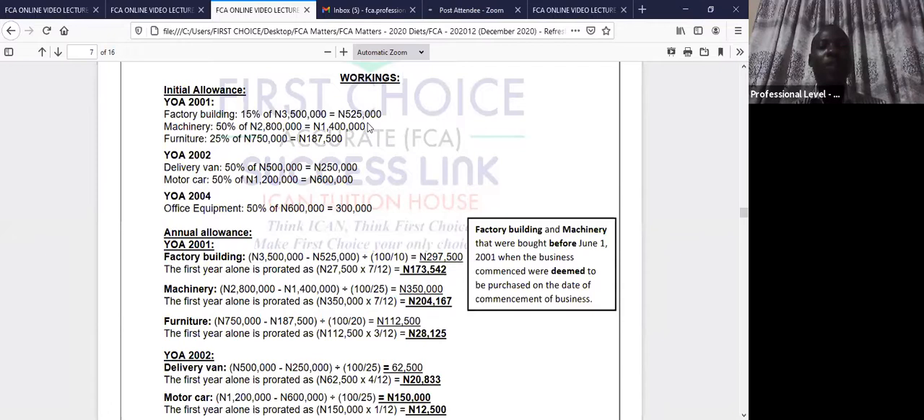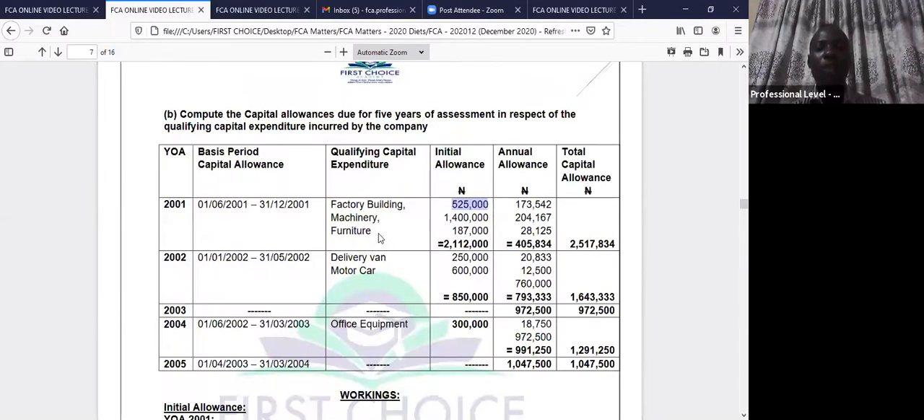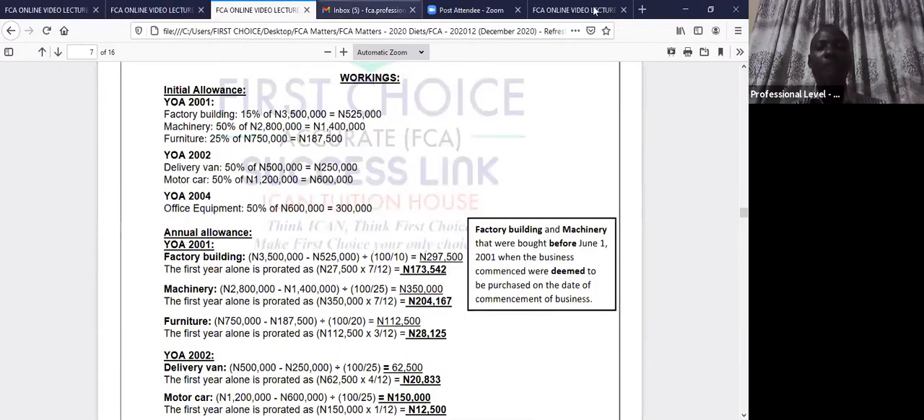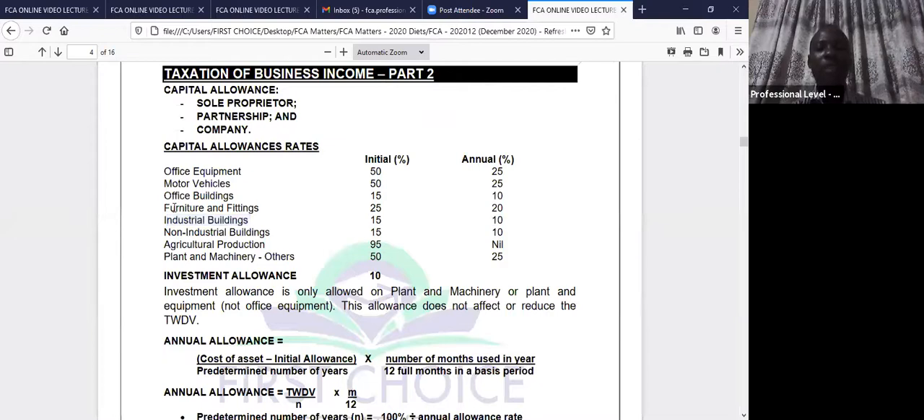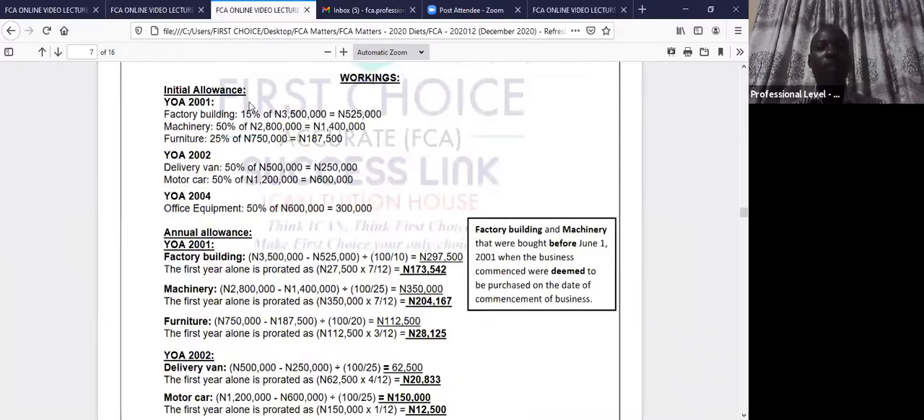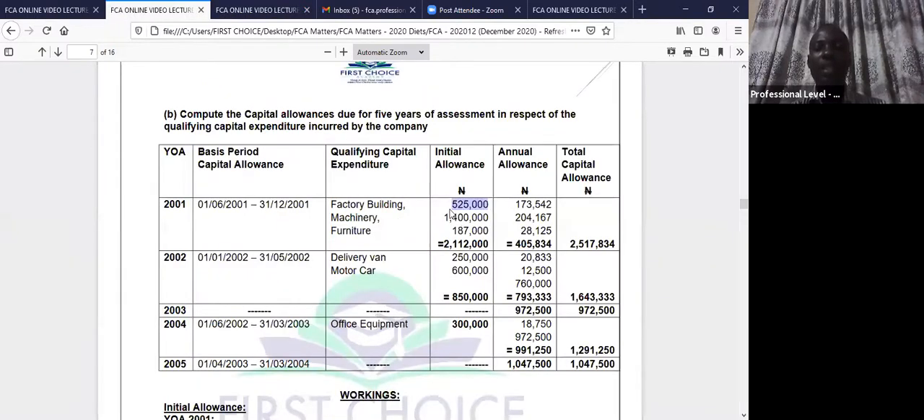And the third one was furniture. And we got 187,500. How did we get it? Furniture and fittings is 25%. And so we have it here, 25% of the cost, 750,000, you have your 187,500. So that's your total initial allowance. When you add the first one to the second to the third one, you are having 2,112,500. This is your total initial allowance for the first year.